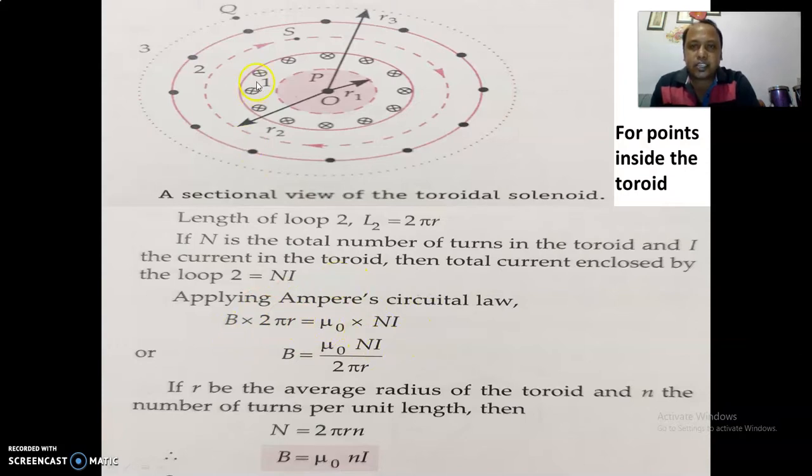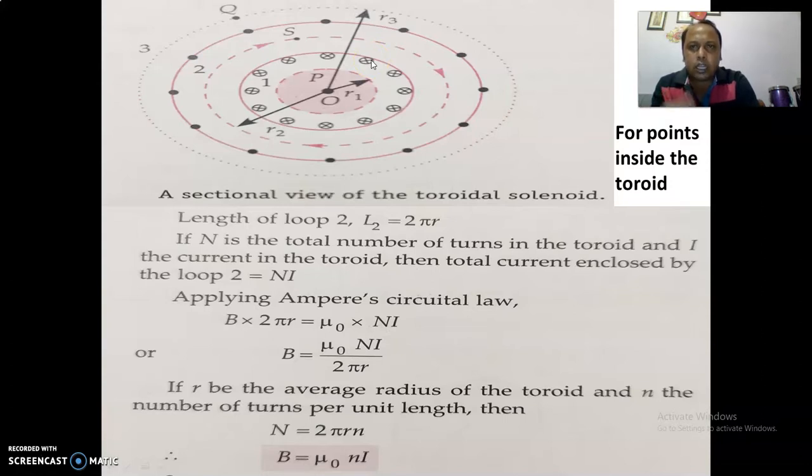Now you need to understand here, the cross represents the current which is going inward. Now we are considering the loop 2. In this loop 2, the dots are not considered. They are outside the loop. Only the cross part is there, that is the current is moving in the inward direction. Now we need to find the value of the total current which is threading the loop.